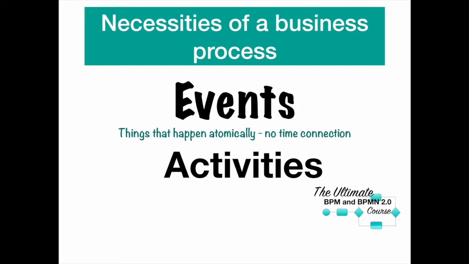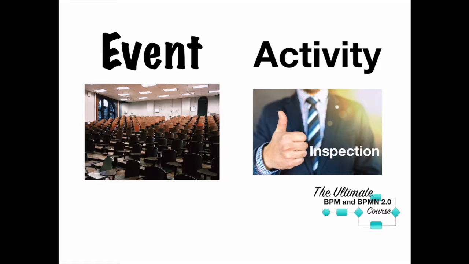Let's look further at the necessities of a business process. What needs to be there for a business process to be evident? Business processes encompass a number of events and activities. This is the basis of business process management. Events correspond to things that happen atomically, meaning that they have no time connection to them. For example, the arrival of new chairs and tables at a school is an event.